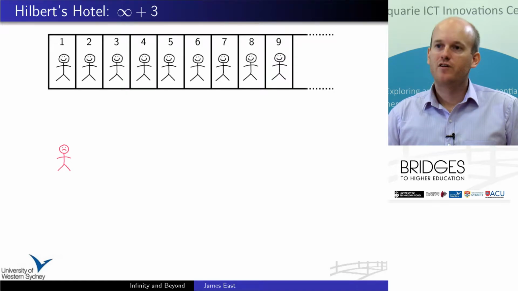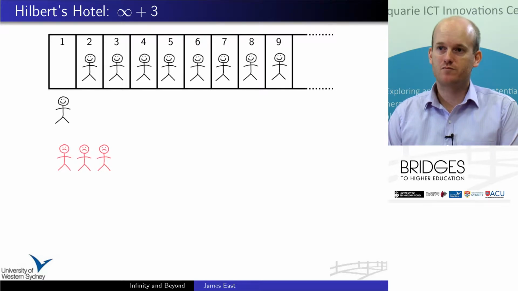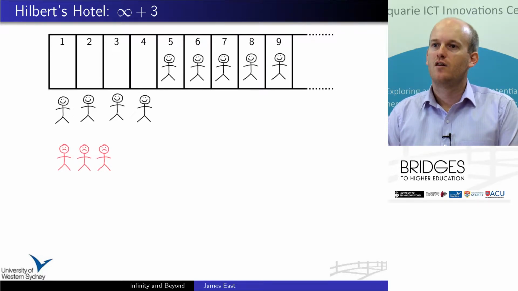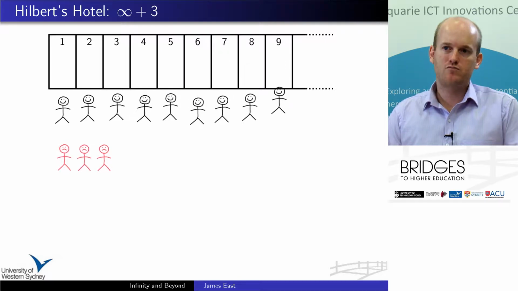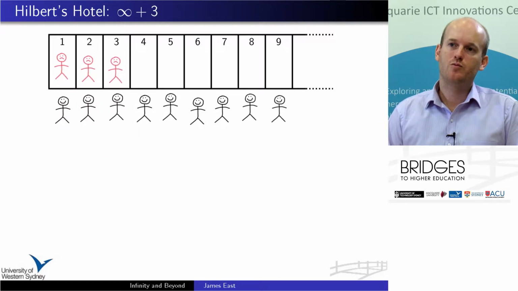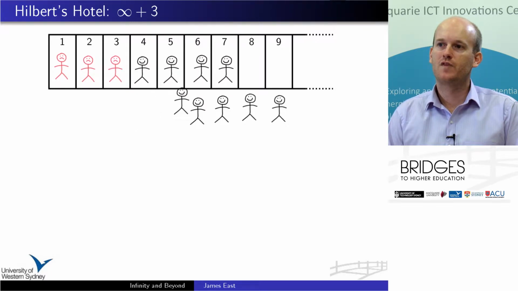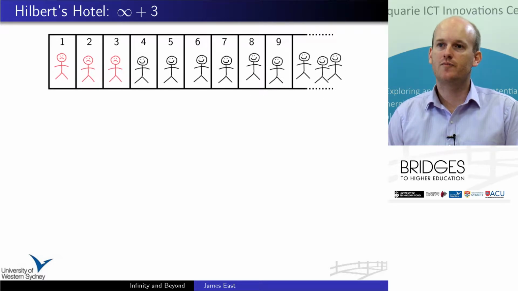All right, what if not just one extra guest arrived, but 3? I'm quite sure that you'll know exactly what we should do in this situation, so we're just going to play the same trick. Everyone comes out. And what's going to happen? Well, of course, the 3 people are going to go into the first 3 rooms. And then each of the people before just goes into a room 3 higher than they were in before. So infinity plus 3 equals infinity.